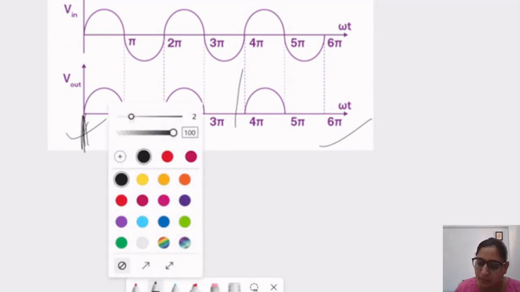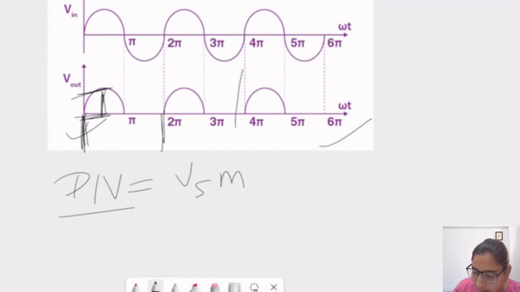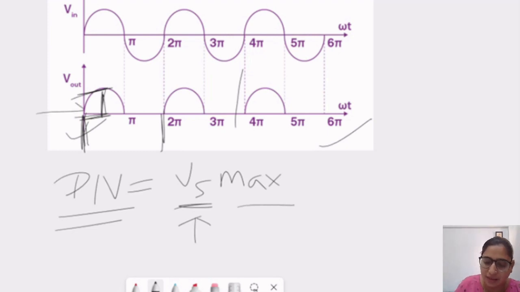Now, what is peak inverse voltage? What is PIV, the term considered as peak inverse voltage? What is peak inverse voltage? The voltage we are getting at the output. Okay, now we are considering how much peak it is. So this is the peak inverse voltage. At the output we are getting the peak inverse voltage of Vs max. Clear? Vs here is the voltage at the secondary. So whatever voltage is coming to the secondary coil of the transformer, we are getting the maximum value of that at the output.